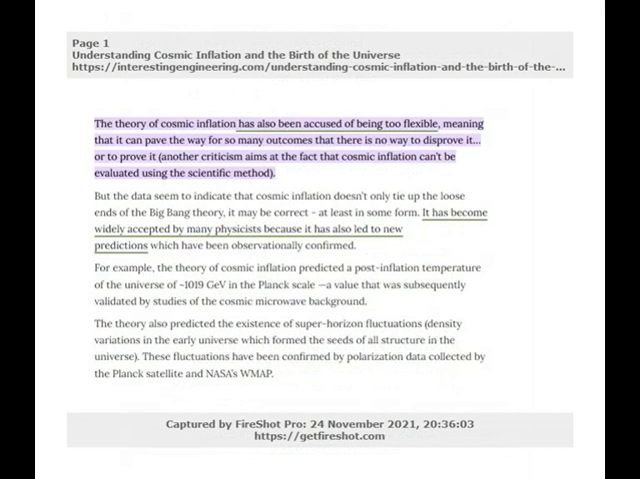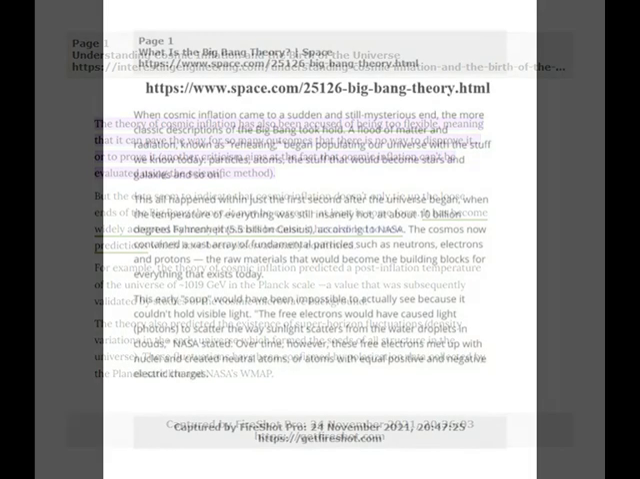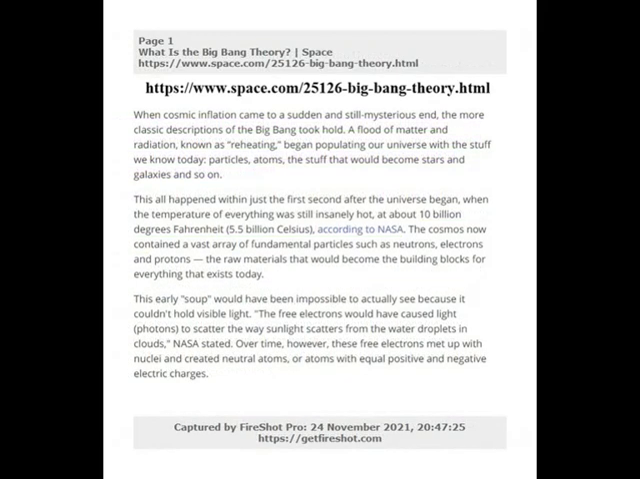The theory of cosmic inflation has also been accused of being too flexible, meaning that it can pave the way for so many outcomes that there is no way to disprove it, or to prove it. But the data seem to indicate that cosmic inflation doesn't only tie up the loose ends of the Big Bang theory, it may be correct, at least in some form. It has become widely accepted by many physicists because it has also led to new predictions which have been observationally confirmed. As Ethan Siegel says, inflation has literally met every threshold that science demands, with clever new tests becoming possible with improved observations and instrumentation. Whenever the data has been capable of being collected, inflation's predictions have been verified.